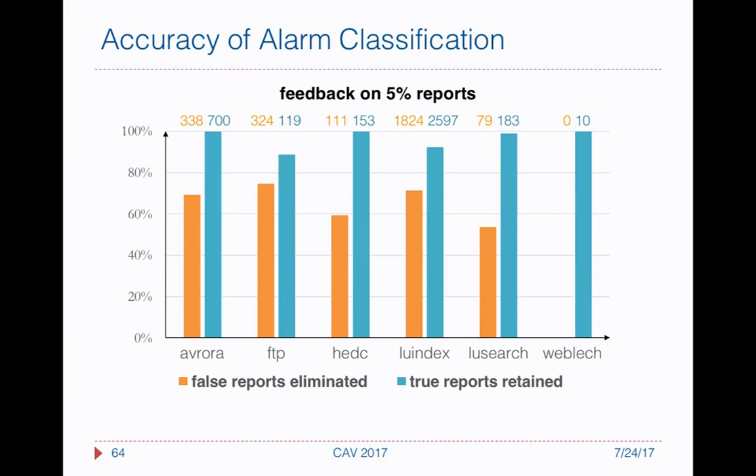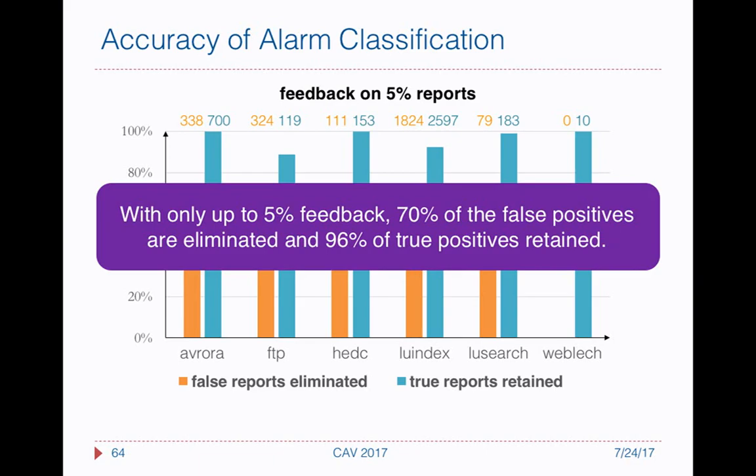And what you see here is fairly massive generalization. So for example, for the Aurora benchmark, after giving feedback on just 5% of these reports, almost 70% of the false positives go away, while retaining almost all 100% of the true positives. Of course, this is just bug finding. There are no formal guarantees at this point. Okay, and indeed, we have false negatives. If you see, not all of these bars are touching the 100% mark. So false negatives do creep in. Anyway, the high-level conclusion is with just 5% feedback, 70% of the false alarms on average are eliminated while retaining almost 96% of the true alarms.